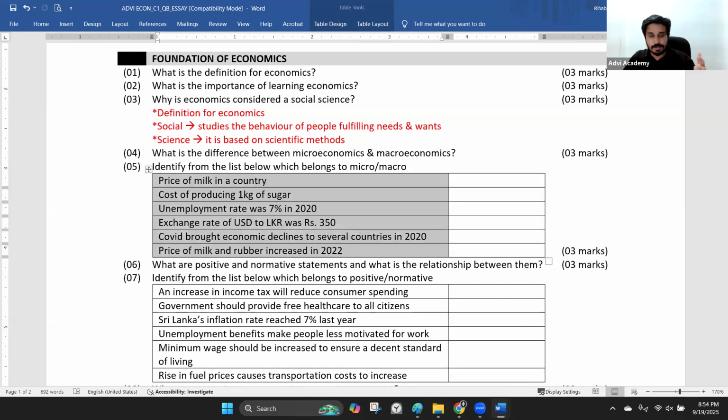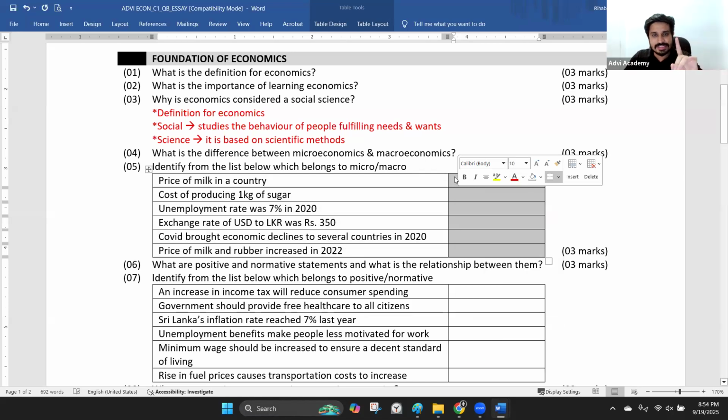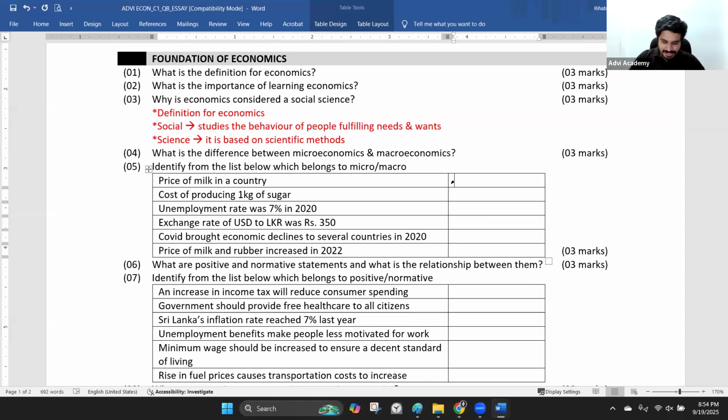Tell me what are the micro components and what are the macro components in this. What is the first one? Price of milk, and milk is just one product. Anything related to the price of one product is basically micro. But if we say this is related to the price of all the products, then inflation comes into play. The general price of all the products can be inflation. That's macro.